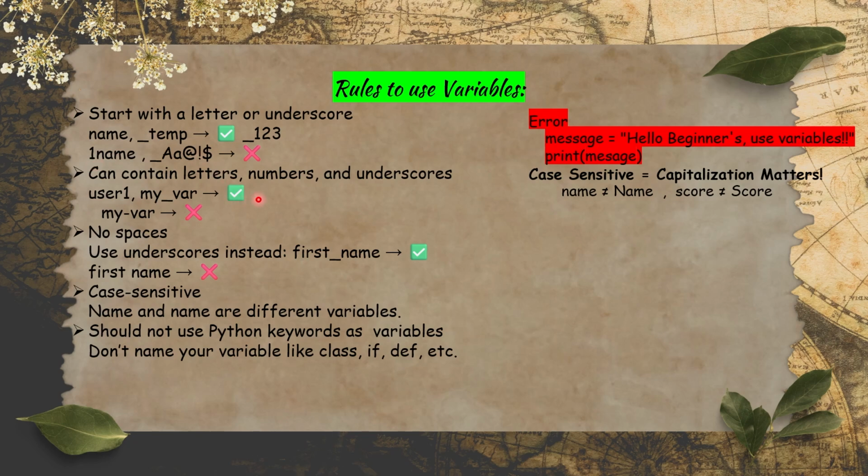And the second rule says that a variable can contain letters, numbers, and underscore. Exactly. Here you are seeing it. The examples are user1 and my_var. Both are valid variables since they obey the rule. And the second example is my-var. Since it has a hyphen instead of an underscore, it is invalid. You can replace this with the underscore, then it becomes a valid variable.